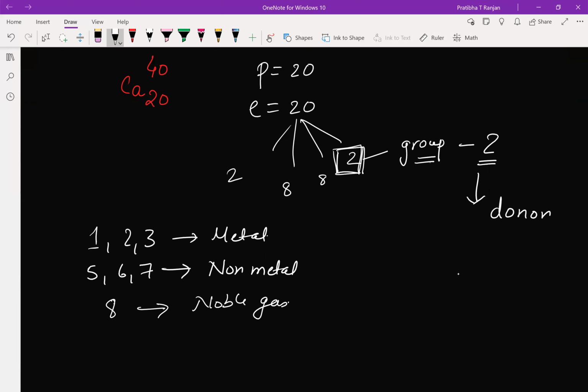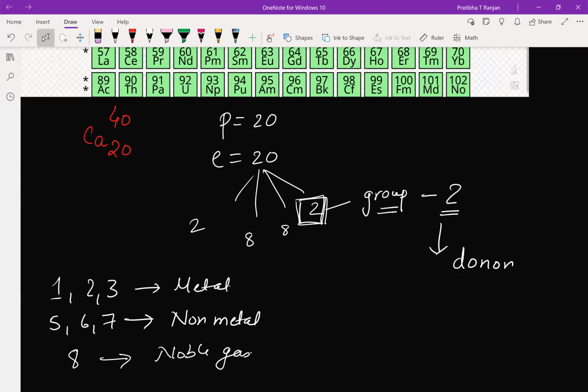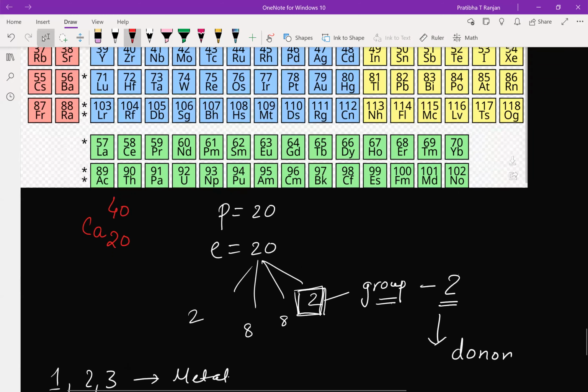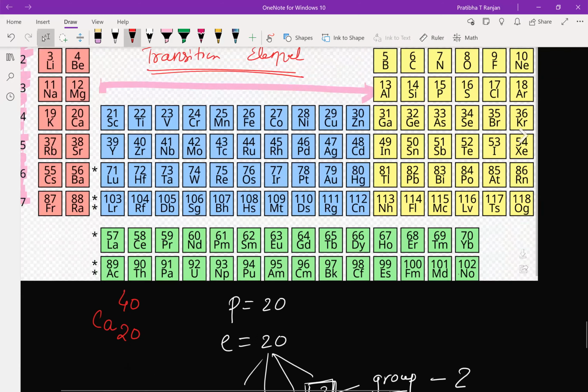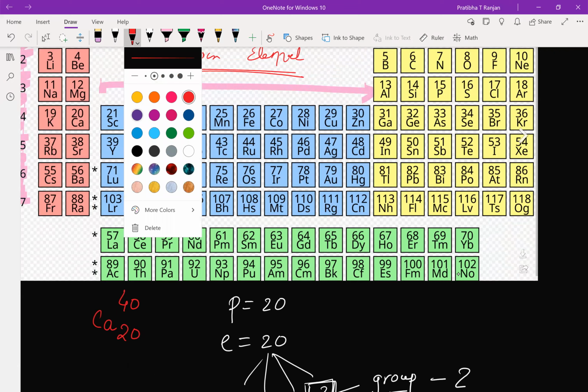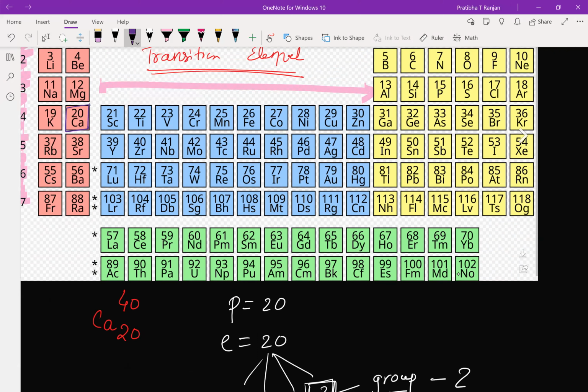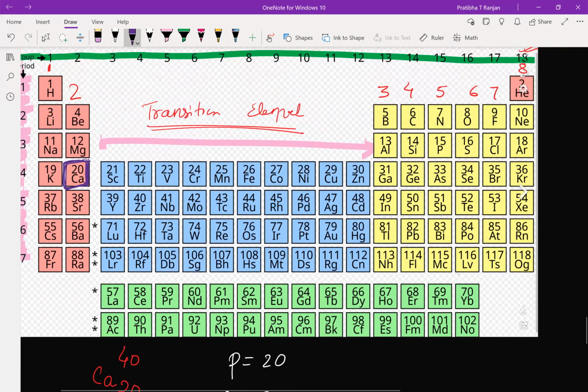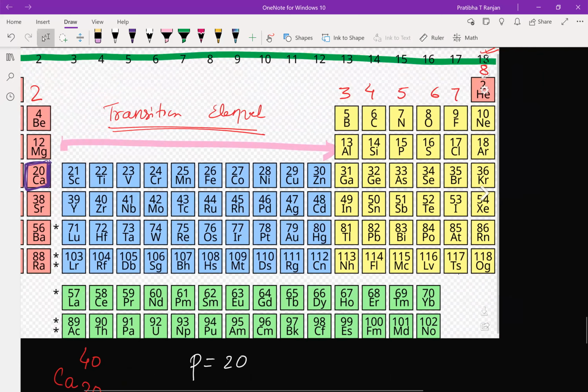Now, why is the metal a donor? As I told you, everybody wants to achieve the noble gas configuration, right? Where is my calcium? There is my calcium. Now look at calcium here. In this group, the noble gas is what? This krypton is a noble gas.